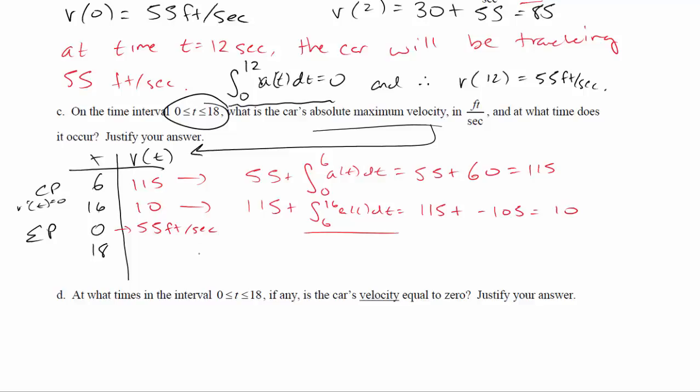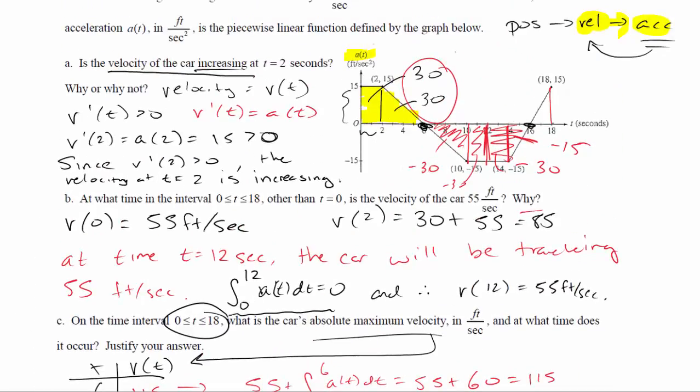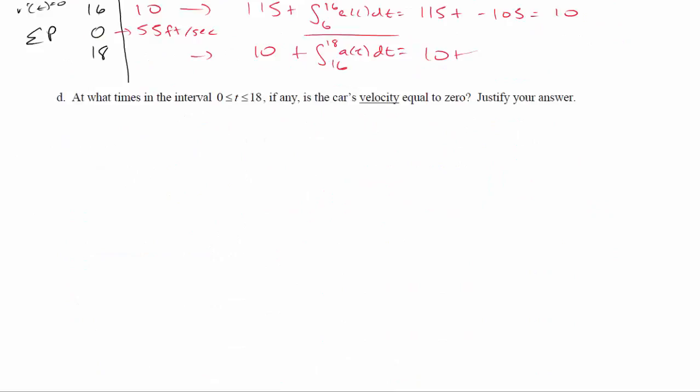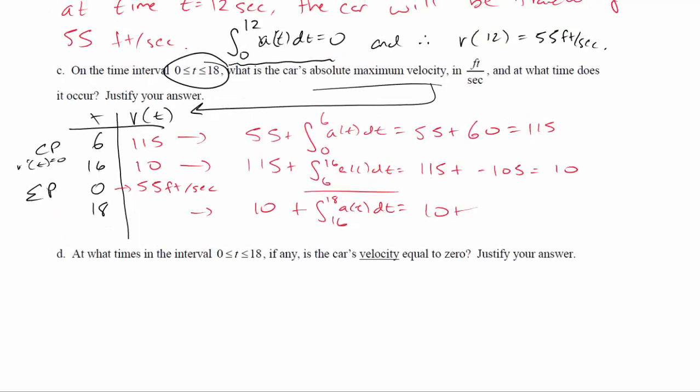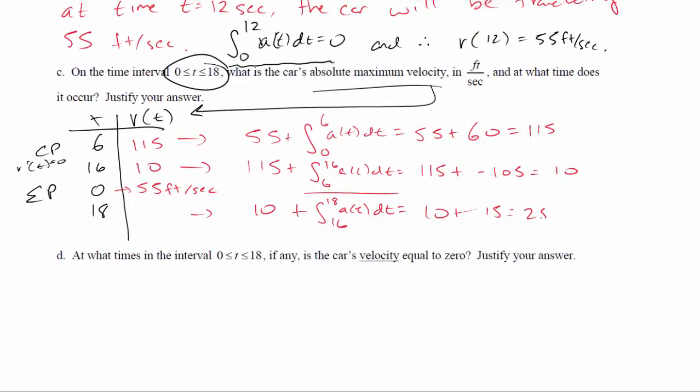And finally, what's happening at 18? Don't ignore that because that is an endpoint. So then we'll go 10 plus the integral from 16 to 18 of a of t dt. So that'll be 10 plus, and let's go back up here. What is the area of this? It's 2 times 15 divided by 2, so add an additional 15 equals 25.